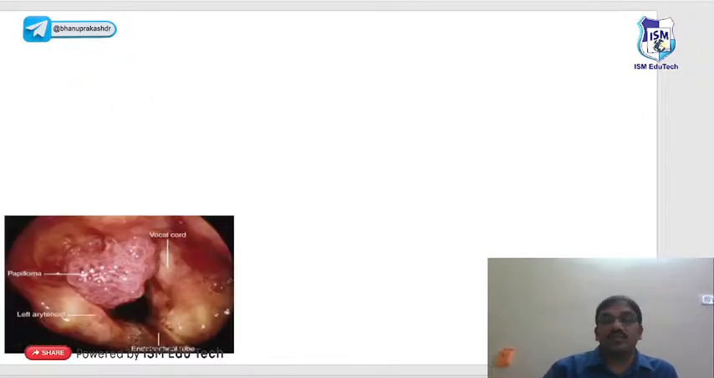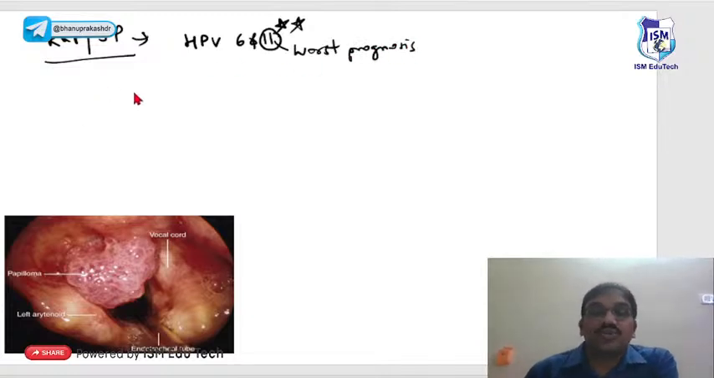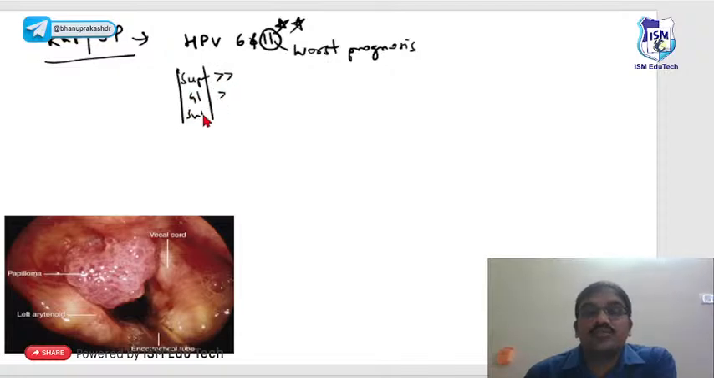Okay, and then coming to juvenile papillomatosis, recurrent respiratory papillomatosis or juvenile papillomatosis. The most common cause is HPV 6 and 11. MCQ important, HPV 6 and 11. And of these, if 11 is found, there may be a worse prognosis compared to HPV type 6. Most common site, when you go up to down, supraglottis is most common, followed by glottis and then subglottis. So most common will be supraglottis only.